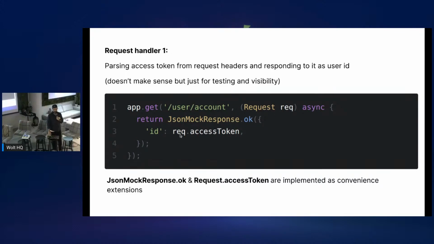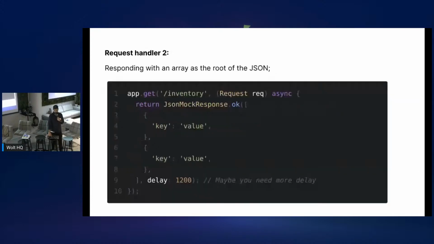And then I made myself, I'm going to show it later, this response extension, which responds with okay, which means 200. And then just for testing, I send back the access token that I sent to the API, so I can just see it. This extension parses the requested access token, and I'm going to show it later. But this is how you basically make an API request handler.